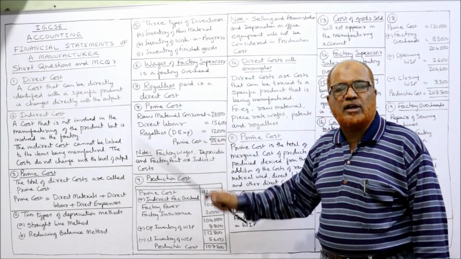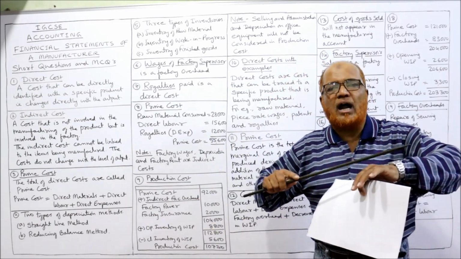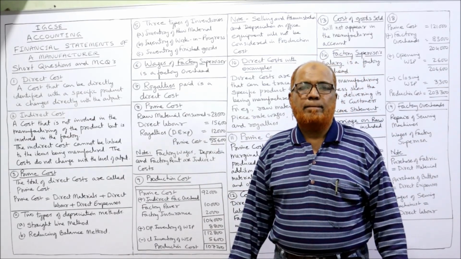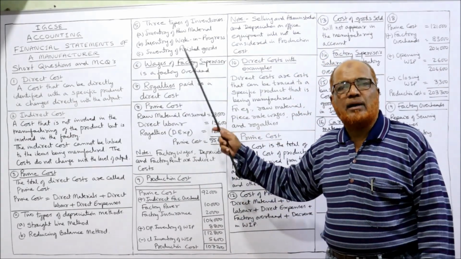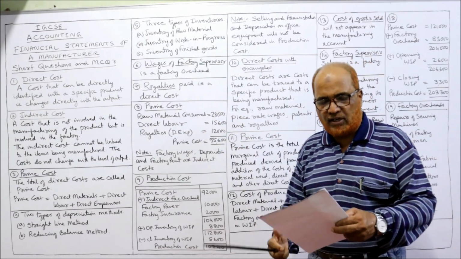So inventory of work in progress. Lastly, inventory of finished goods. The items which are 100% completed and ready for sale are called finished goods. So three types of inventory: inventory of raw material, inventory of work in progress, inventory of finished goods.